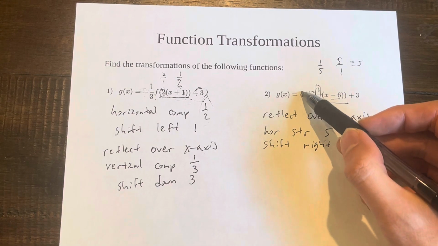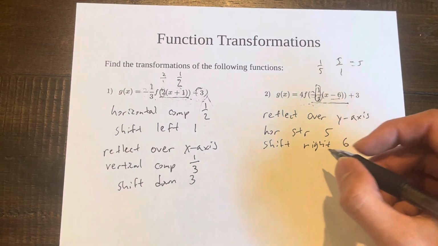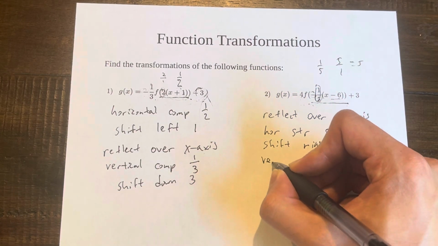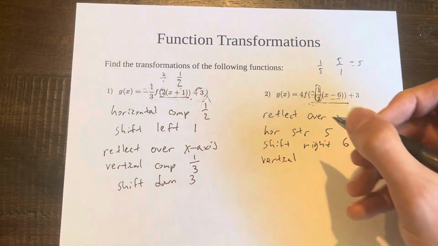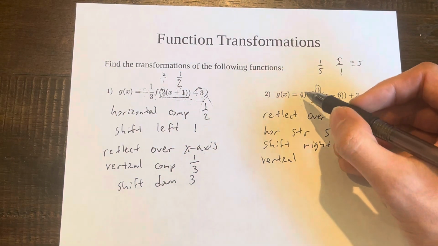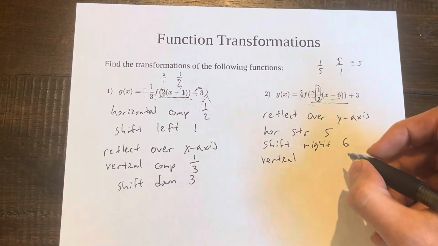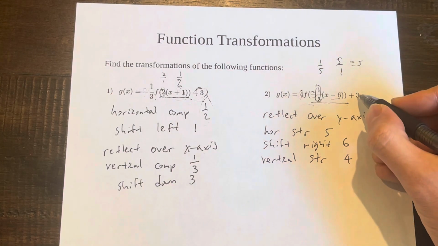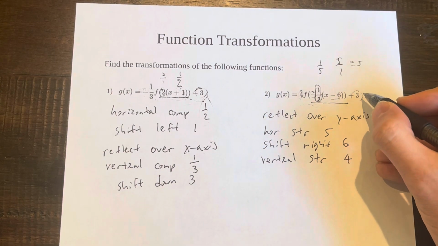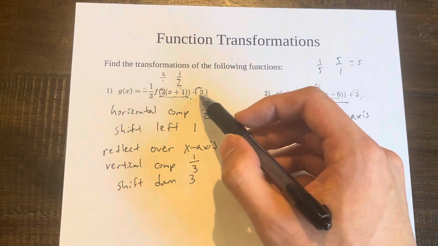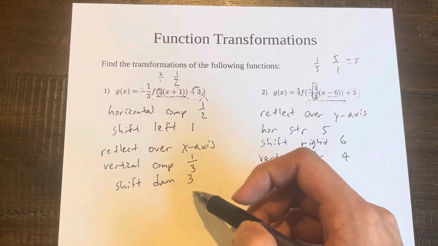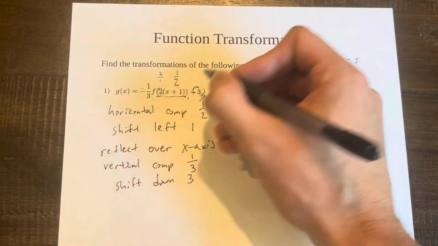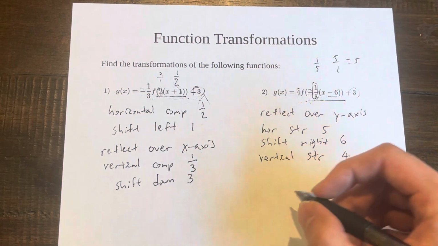And this is our next transformation. Outside is always going to mean vertical transformations. So since 4 is greater than 1, it's going to be a stretch. And then this 3 here, since the -3 was shift down, this was a minus, the +3 is going to mean shift up.